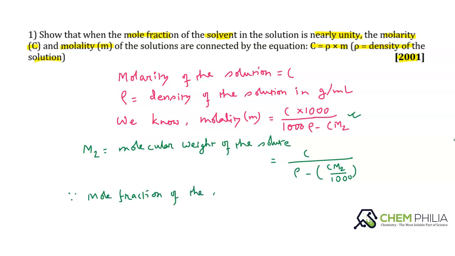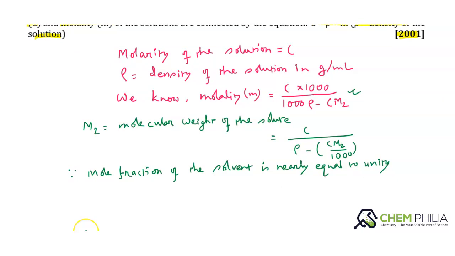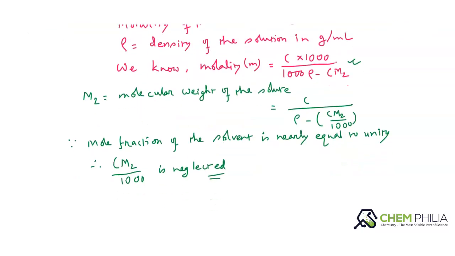Now since the mole fraction of the solvent is nearly equal to unity, because that is given in the question. You can see the question, look at the first line of the question. The mole fraction of the solvent in the solution is nearly unity, right? So therefore Cm2 divided by 1000 is neglected, right?